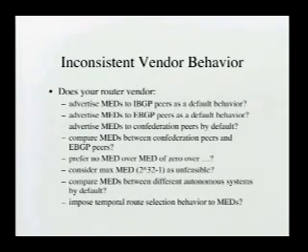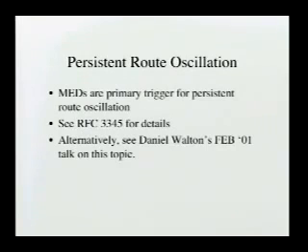Okay, persistent route oscillation. RFC 3345 details this and provides some good examples. Daniel Walton actually did about an hour presentation on this at the February 2001 NANOG, and it's pretty good if you have questions on that. If you haven't looked at that and you have a large network, you're probably seeing some of this route oscillation in your network if you're accepting MEDs, so it's something you want to be aware of.